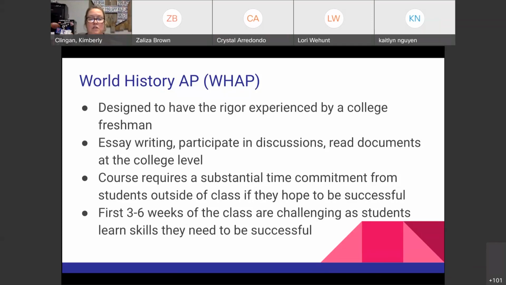Students are expected to write essays at a college level. They're expected to participate in discussions and read documents at a college level. There is a substantial time commitment for homework and study groups, et cetera, outside of the class day. Students are expected to come in for tutorials if they are not keeping up, because this is a learning process. Students are learning how to learn. So coming in for tutorials is critical if a student is struggling in world history AP.